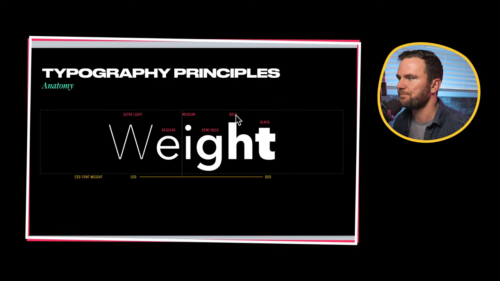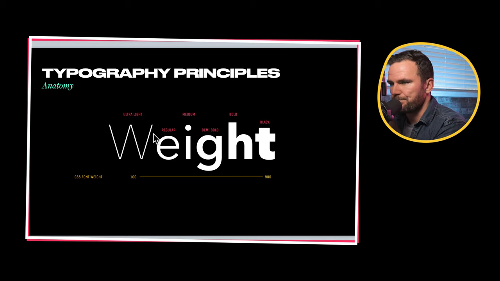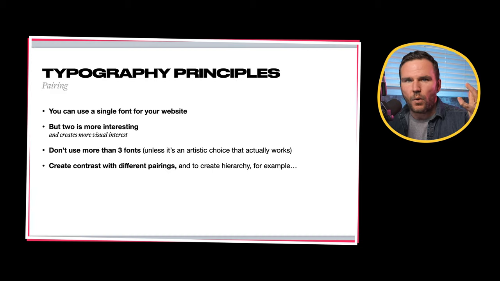So if you're looking at it from a CSS, cascading style sheets, that's when you start getting into designing for the web and coding this up. Ultra light would be like font weight 100, all the way up to black or heavy would be font weight 900. Not a coding class right now, but that's kind of how you'd interpret font weights in different typefaces on the web. So more understanding principles of fonts and typography, pairing.